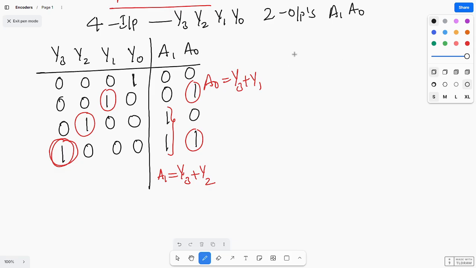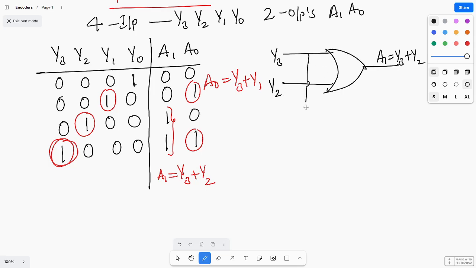y3 and y2 are connected with which gate? An OR gate, and here you get a1 equal to y3 plus y2. Next, y3 is taken as one input and the other input is y1, giving a0 equal to y3 plus y1. Like this you'll get the 4 to 2 encoder.